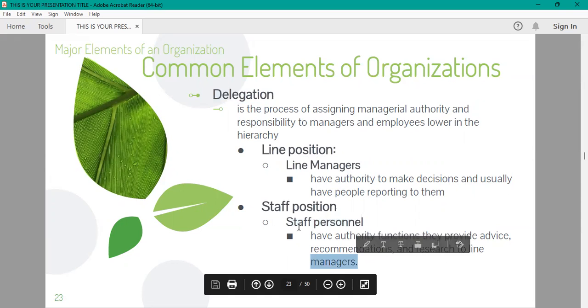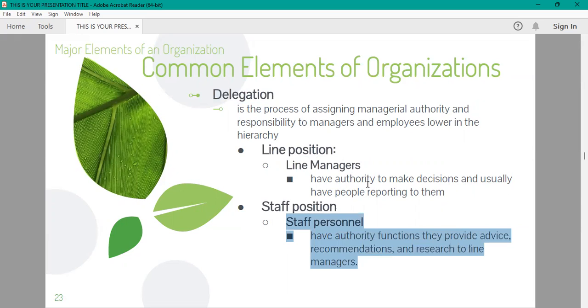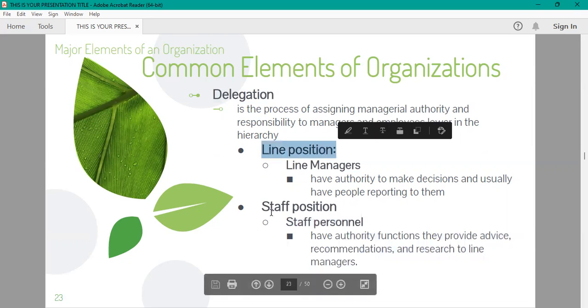So staff personnel, ang imo pong contribution regarding sa organization is hatag og recommendation, advice, feedback regarding the organization or the management. So that is delegation. So your delegation or division of work is based on the position. Okay, the position of your subordinates, whether it is a line position or a staff position itself.